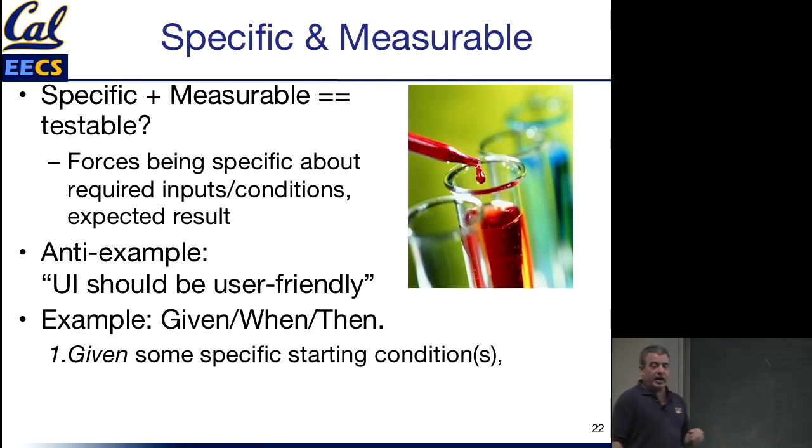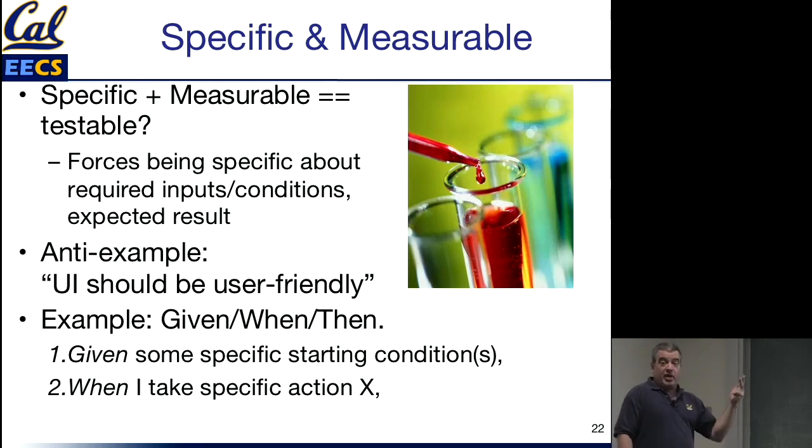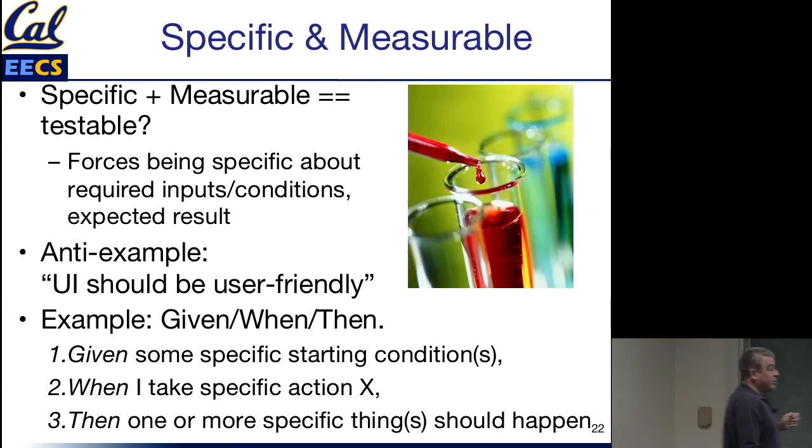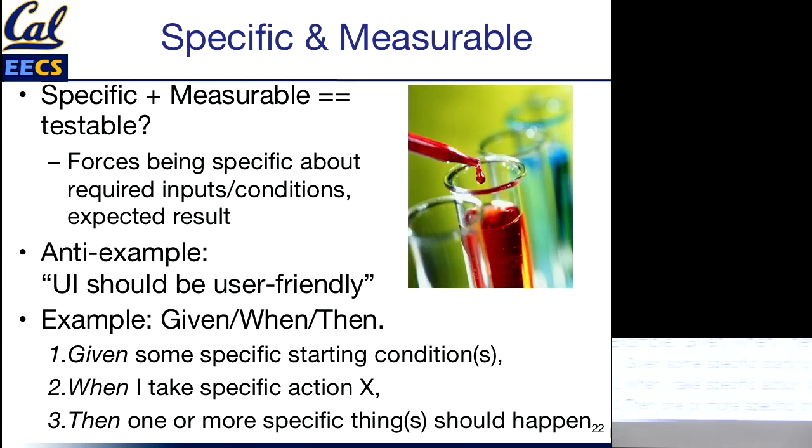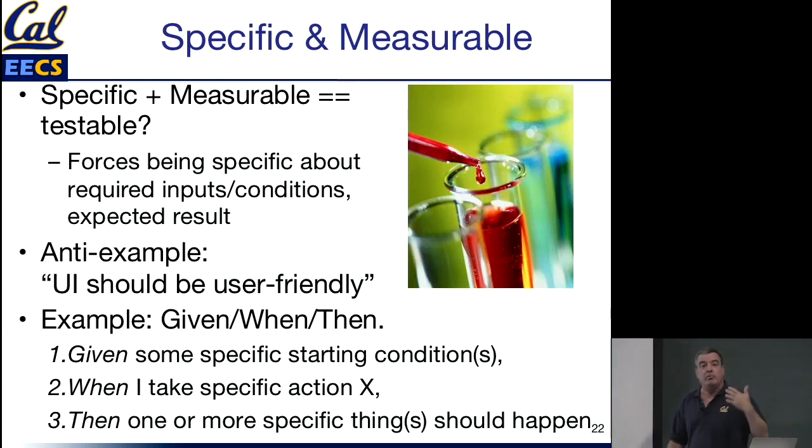A little more specific than that is, suppose we break down the user story and we specify some initial conditions, some action that's going to be taken, probably by the stakeholder, and some expected postconditions, one or more specific things that should happen as a result. That's a way of getting it a little bit more specific and measurable than just something like this anti-example.